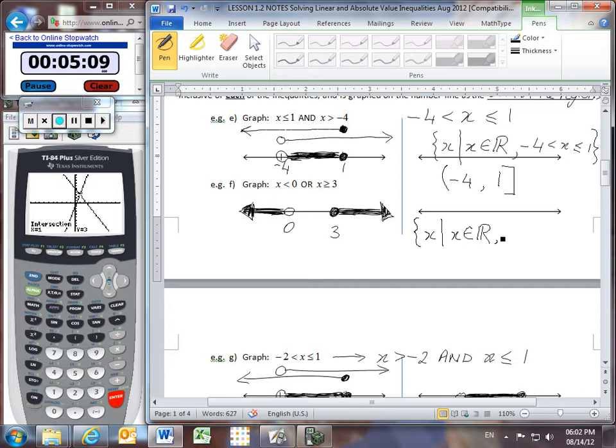And yes, I've got some additional restrictions. I know that x must be less than 0, or, and I can use a comma to mean or, x is greater than or equal to 3, and close the braces.